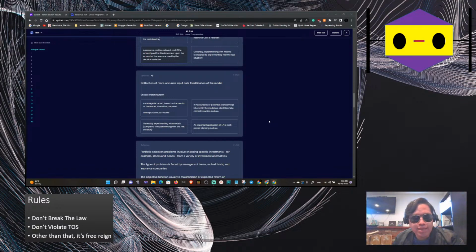What's next? A collection of more accurate input data, modification of the model. Report. What do you think this is? Input data modification. No, I don't think it's B. Then what do you think it is? It's D. An important application of linear programming is multiple period planning, such as collection of accurate input data. Okay, sure.